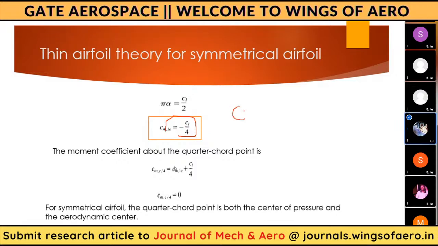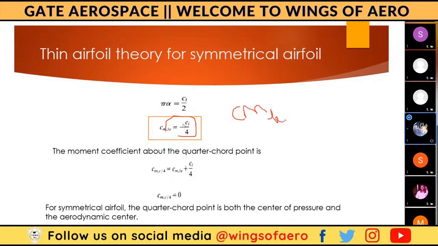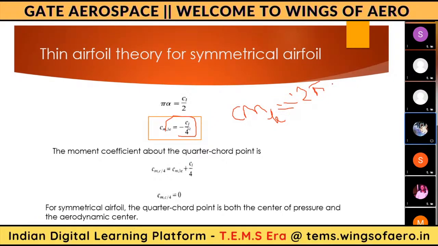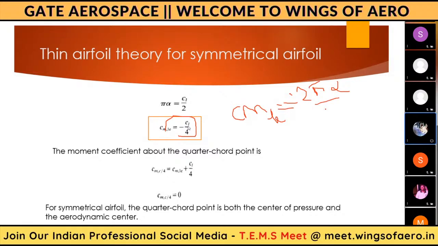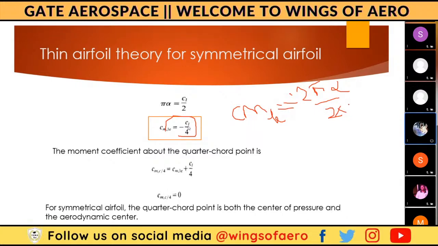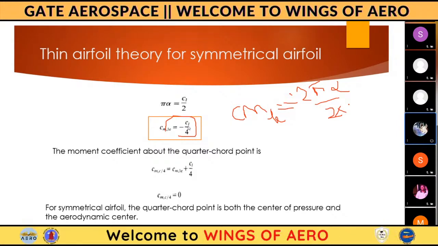So C_m leading edge equals minus of 2. Actually, sir, both the answers will be right: C_m leading edge is minus pi alpha by 2, or we can write it as minus C_L by 4. Both are going to be the same thing. Actually, in the previous slide, if we move back, we can see there's one more formula: C_m leading edge equals minus pi alpha by 2.